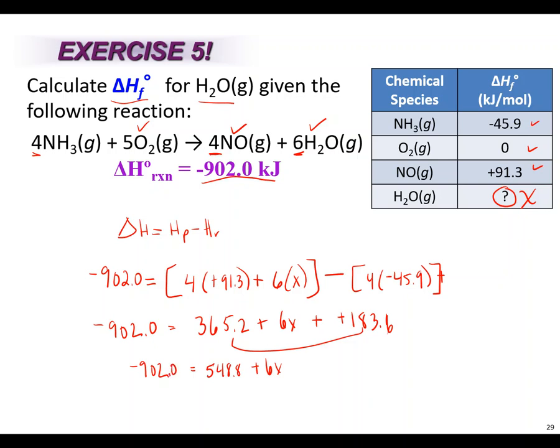Okay, then move this over to the other side. And we end up with negative 1450.8. That equals 6X. Divide by 6. And you're going to get negative 241.8 kilojoules per mole. Remember these formation values are in kilojoules per mole. That's going to be for the water.